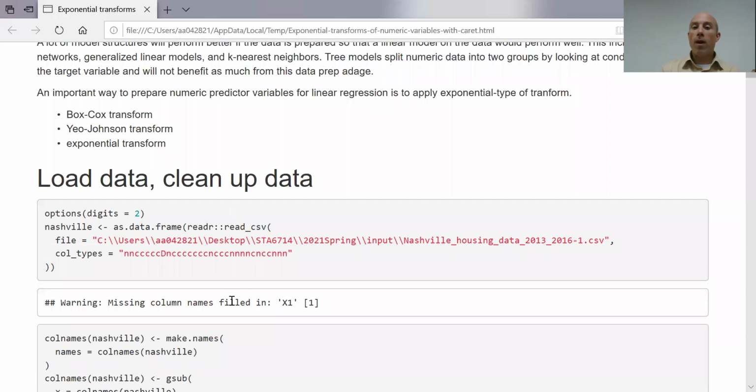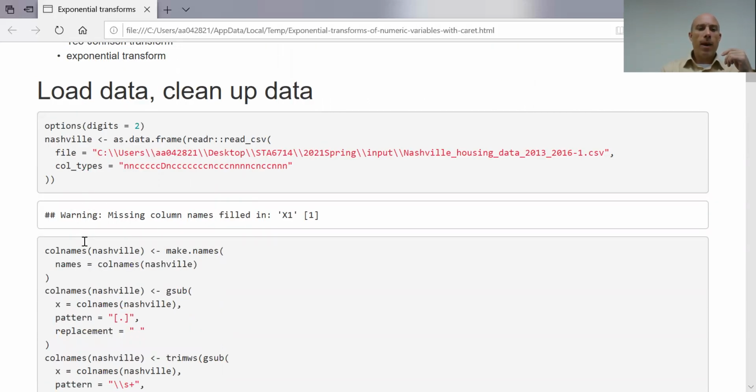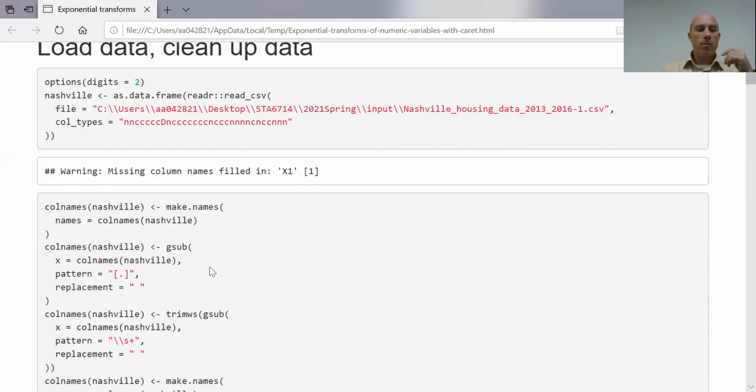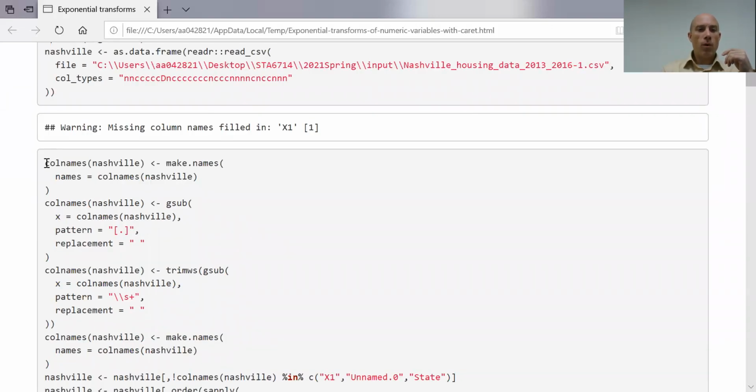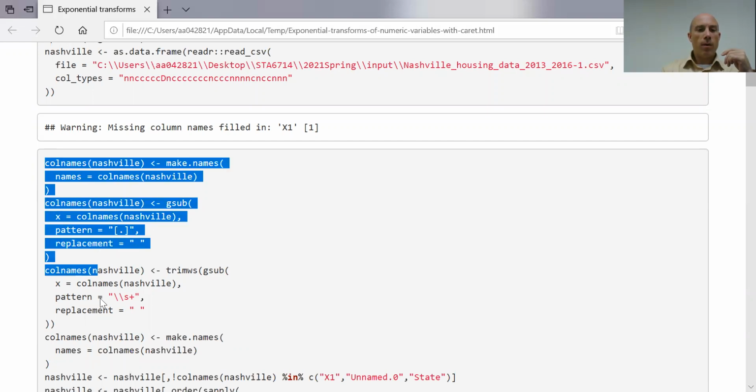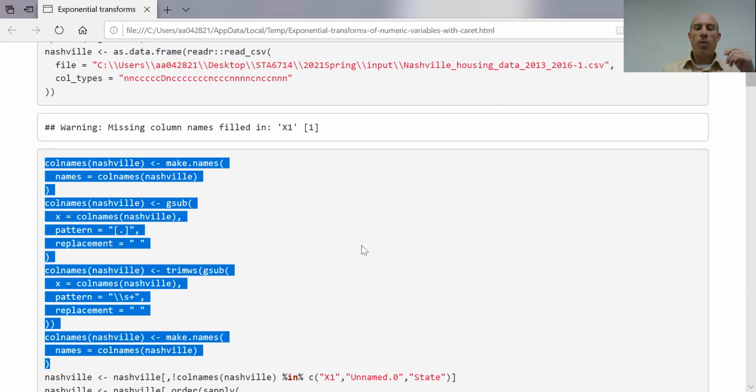All right, so for the example, let's go ahead and load the data. Now let's go ahead and just clean it up. So I'm using the Nashville housing data set from Kaggle. And I'm cleaning up the column names, so things are a little bit easier to work with.